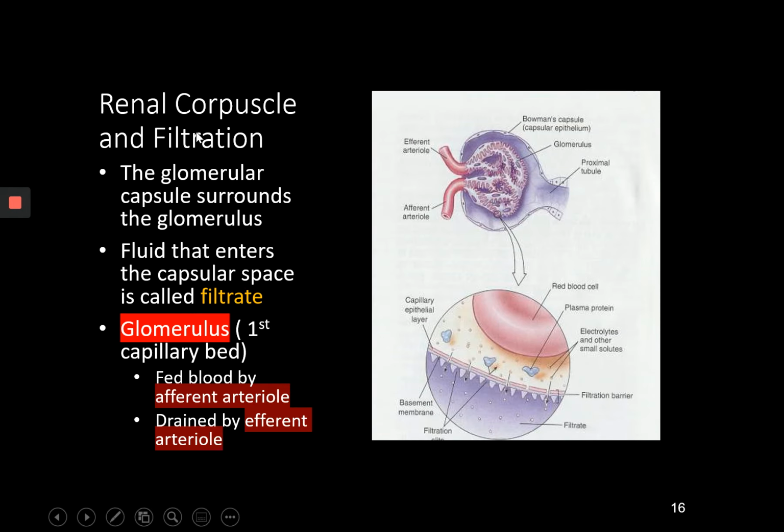So the renal corpuscle is involved in filtration. I said we were going to talk about it more, so here it is. We can see that the glomerular capsule surrounds the glomerulus. We saw that in the last image. Here's a better image here.